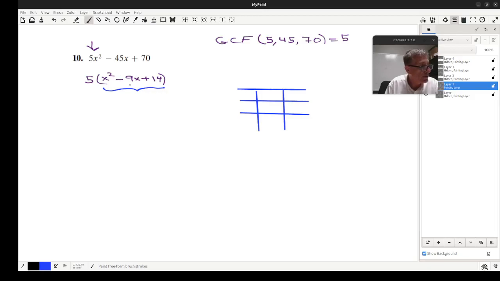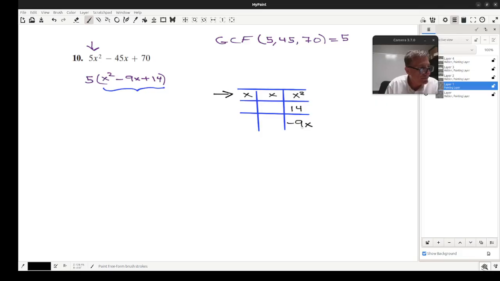So again, I'm factoring x squared minus 9x plus 14. So we're going to put x squared here. We're going to jump down and we're going to grab the constant term. And then the very last one is going to be the middle term, minus 9x. Since this is x squared, we only have one choice, x times x. So x times x is x squared.